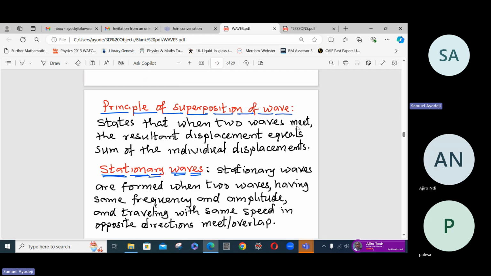That's the key. It's a two-mark question. The question on the principle is 2 marks. As an examiner, for a 2-mark question, the key words are: two waves meet.